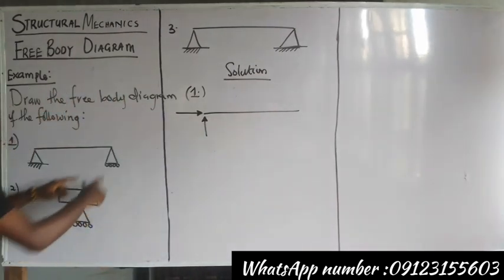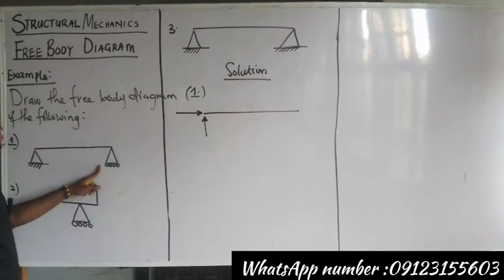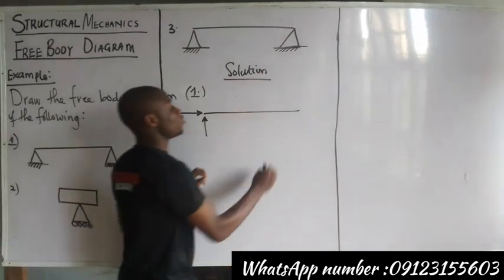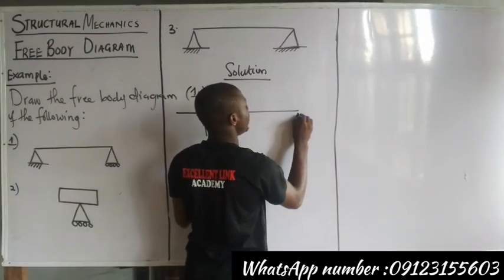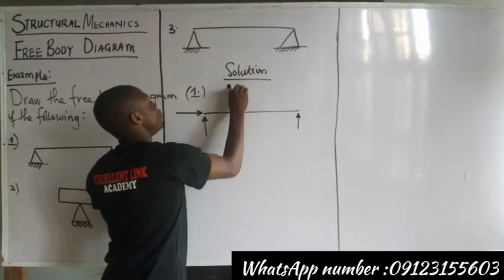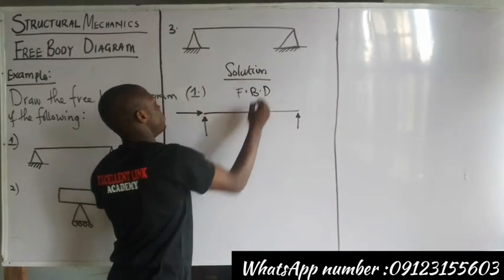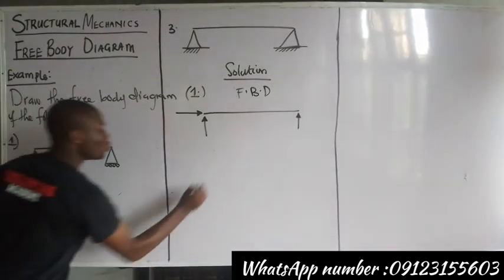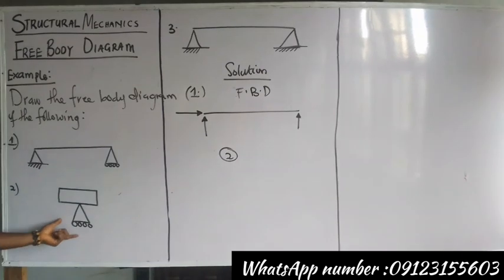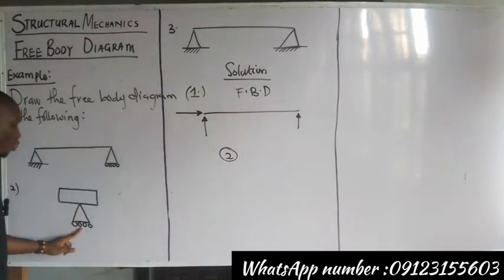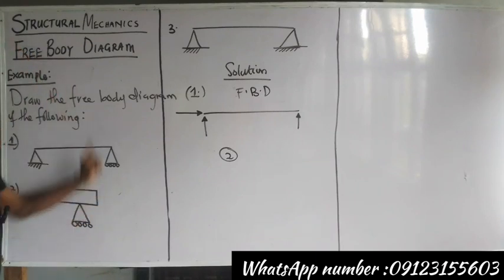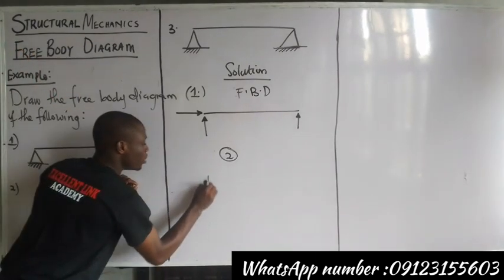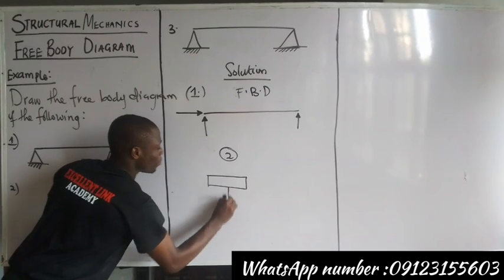I have that for this. For this one, we just said this is a roller support. Its reaction is just what? A vertical reaction this way. Hence, this is my free body diagram for number 1. Number 2, I have this figure this way. My free body diagram for this becomes what? We said this is what? A roller support. Its reaction is just what? A vertical reaction. That becomes what? This is my free body diagram for that figure.